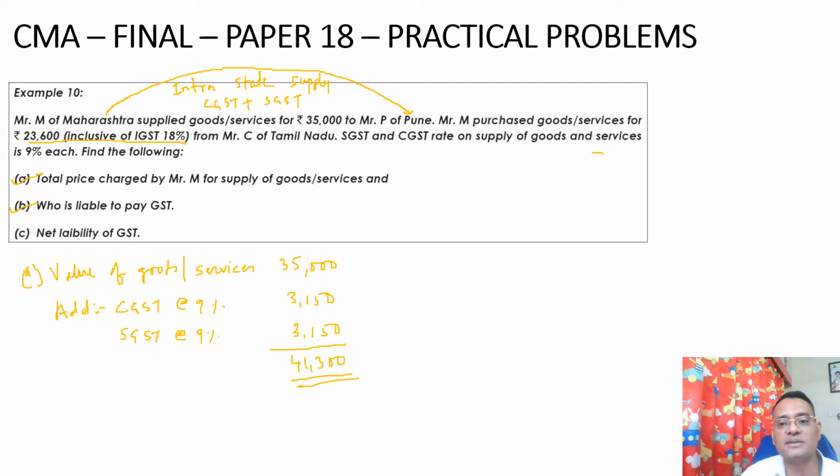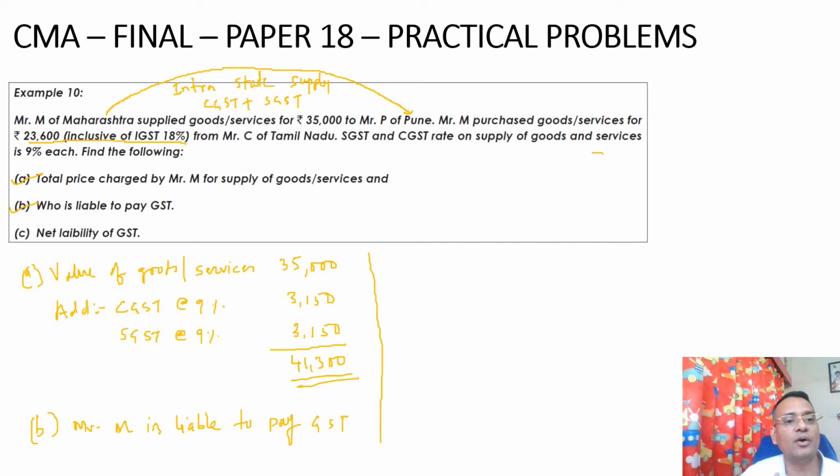Now second one, who is liable to pay GST? Since supplier is M, Mr. M is liable to pay GST. Now we'll move on to third question.